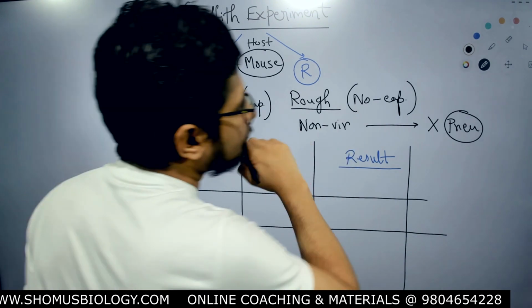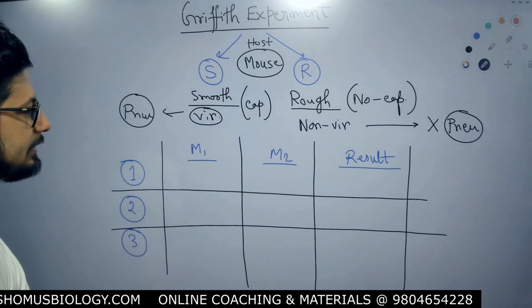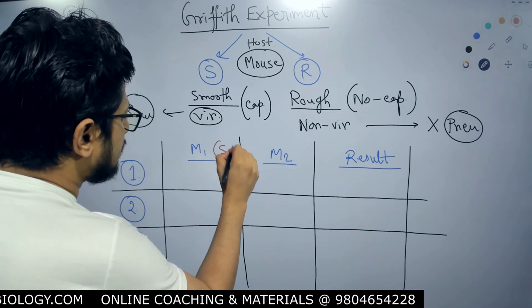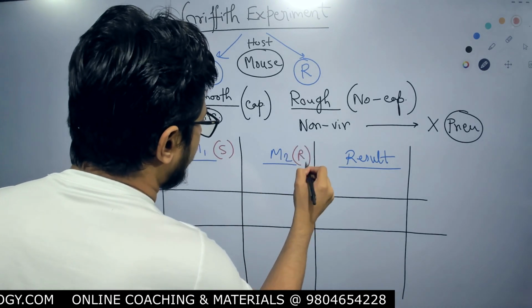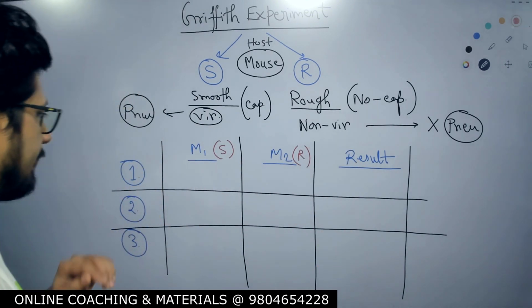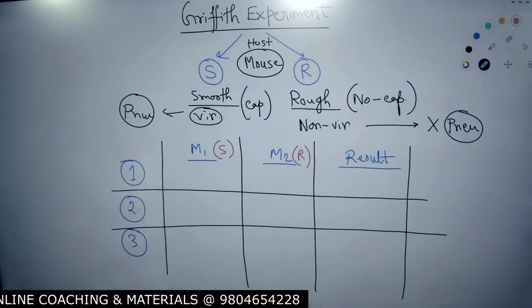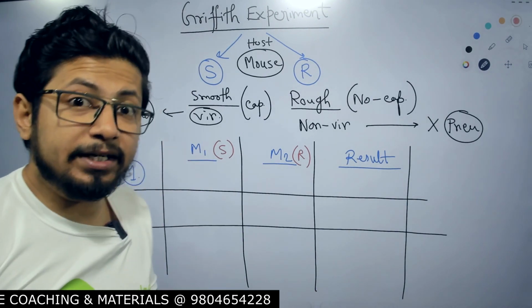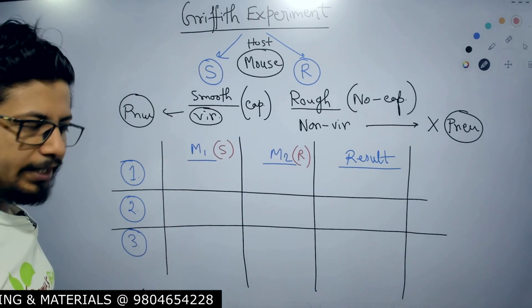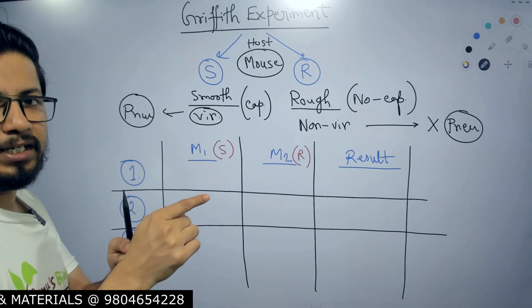Okay. The very first thing is regarding this. So let's say sample 1 is the sample for S, smooth strain, sample 2 is the sample for R, rough strain, and we are going to see the result. What we are doing is basically taking these strains of bacteria and we inject them into the mice.